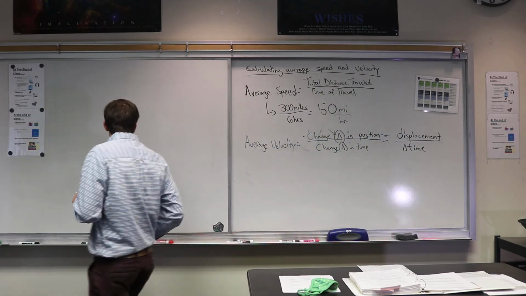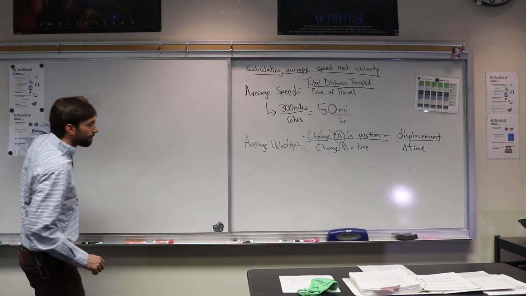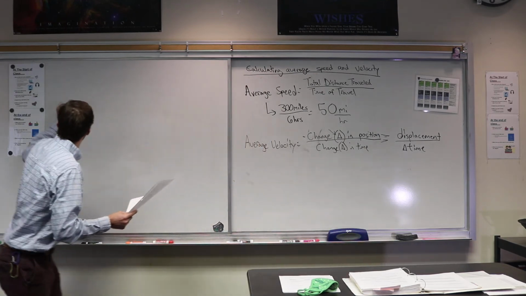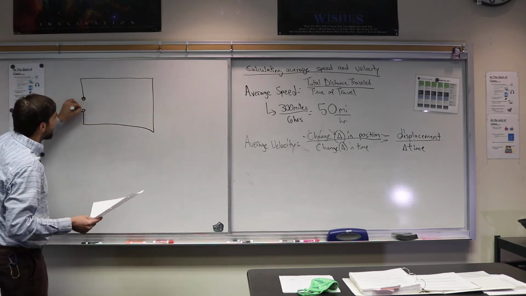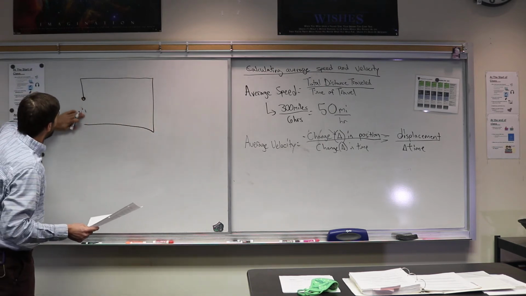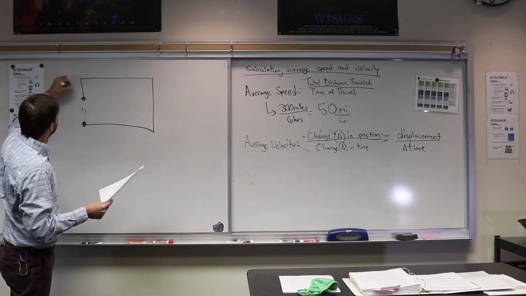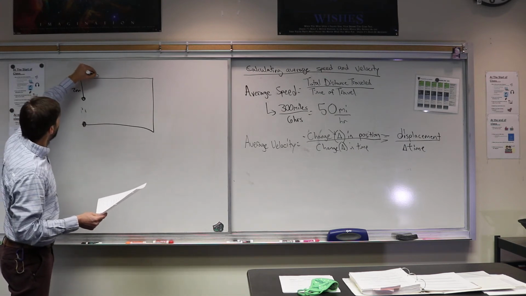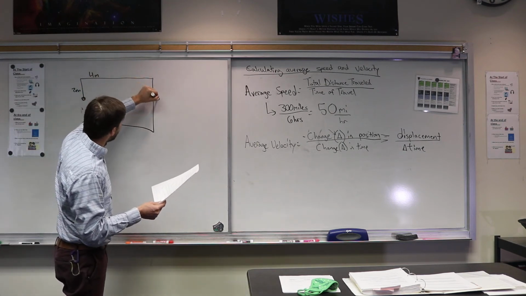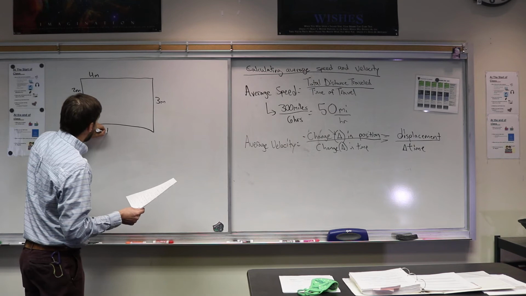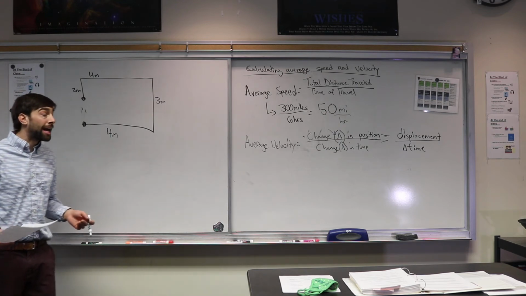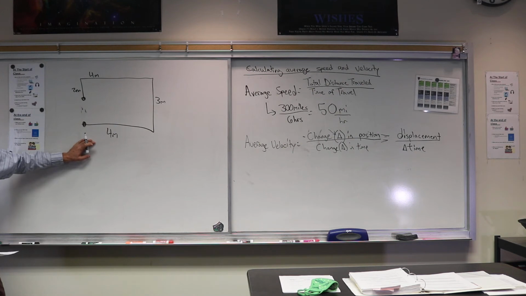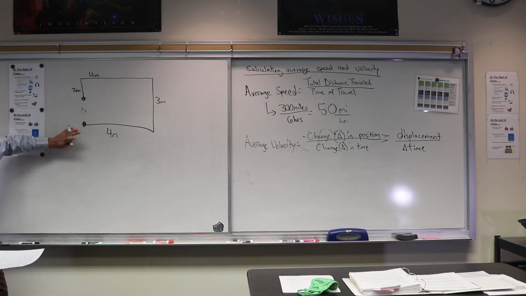So I have a quick example over here for you. Let me just grab my notes. This looks similar to the example I gave you in the distance and displacement video. We have 2 meters here, 4 meters this way, then we go down 3 meters and back over 4 meters. So I want you all to go ahead and calculate for me the average speed and the average velocity of this travel.